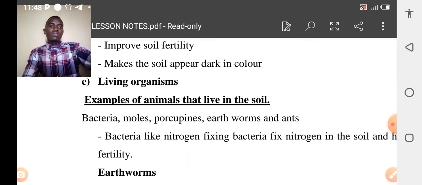Examples of animals that live in soil. We have bacteria, molds, millipedes, earthworms and ants. I think you know about these animals, but you have to understand that bacteria, molds, earthworms and ants are animals which live in soil.